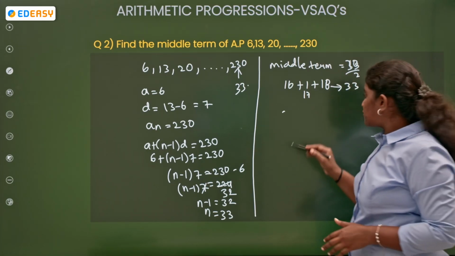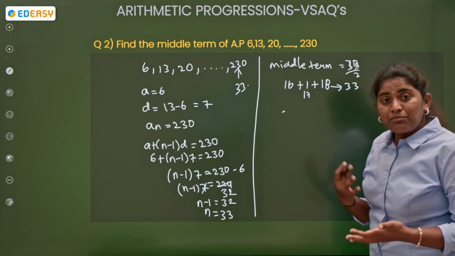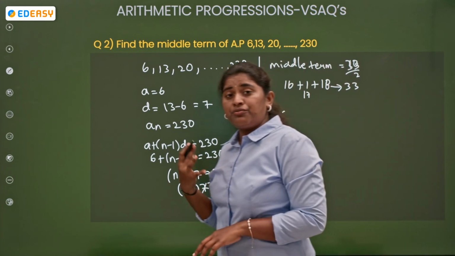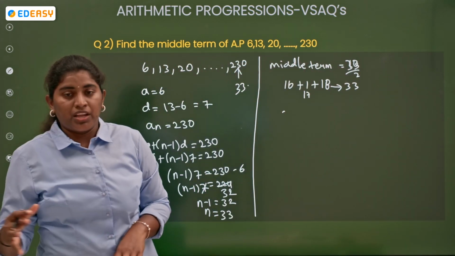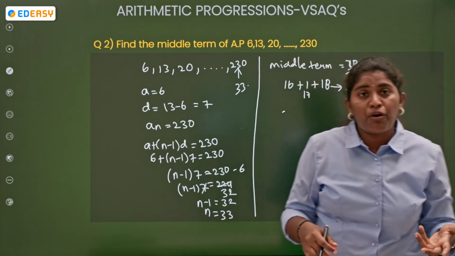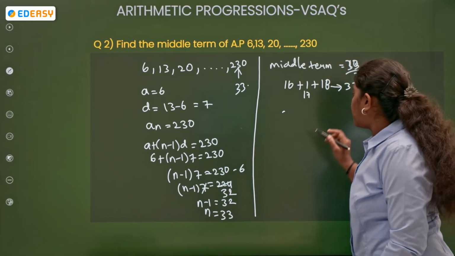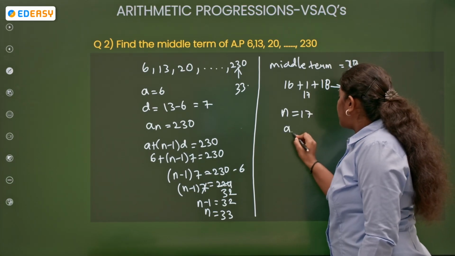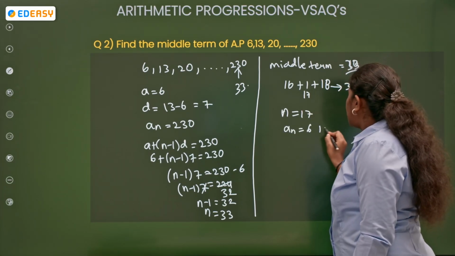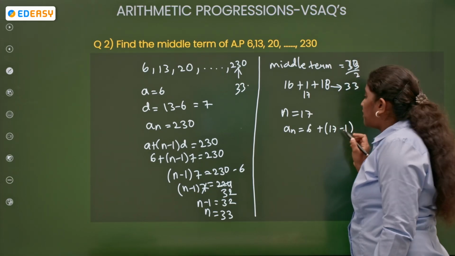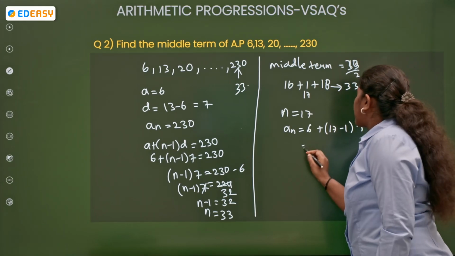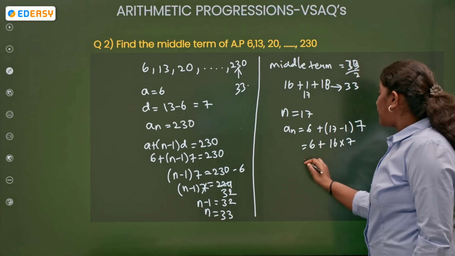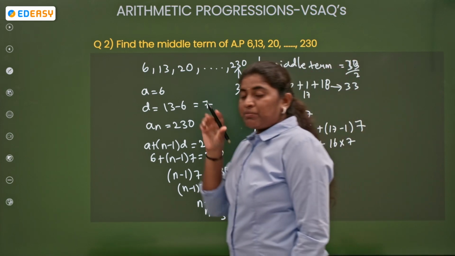Clear everyone? Understood everyone? So to find the middle term, first of all we find the number of terms, and from there we find the position of our middle term. Now use the an formula to find the value of the middle term. We know that n equals 17 here. For that we take an equals a value 6 plus (17 minus 1) into d, which is 7. Now 6 plus (17 minus 1), 16, into 7. Now just do the calculation and you will get the required middle value.